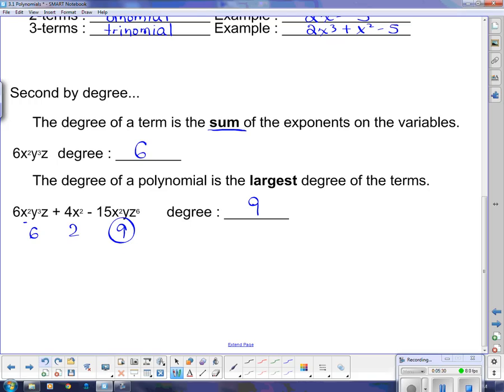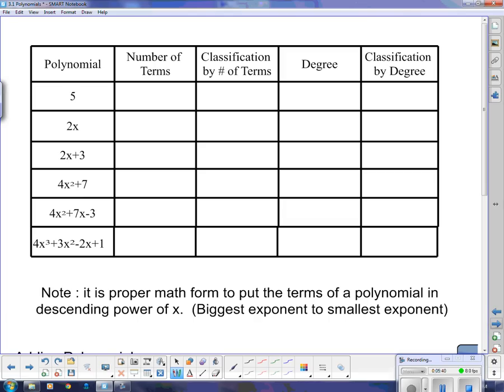Now, most of the time, we're not going to be dealing with polynomials that look this funny. Most of the time, our polynomials are just going to have an x in them. So we're going to look at some of the common ones here. Notice they all only have x's in them. So that's mostly what we're going to be looking at. The first one, this polynomial, it's 5. How many terms is there? Well, there's only one thing there. And so classification by number of terms, this is a monomial. Now, by degree, this doesn't have any exponents at all because it doesn't have any variables. So we call it degree 0. And anything that doesn't have any variables, or is degree 0, is classified as a constant.